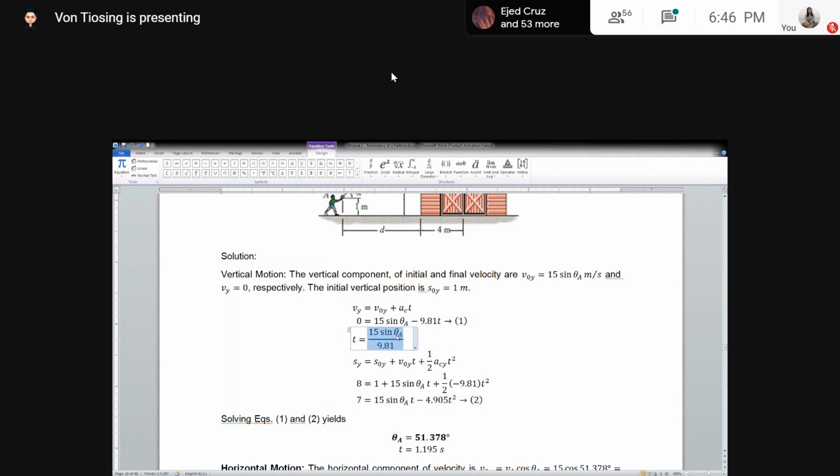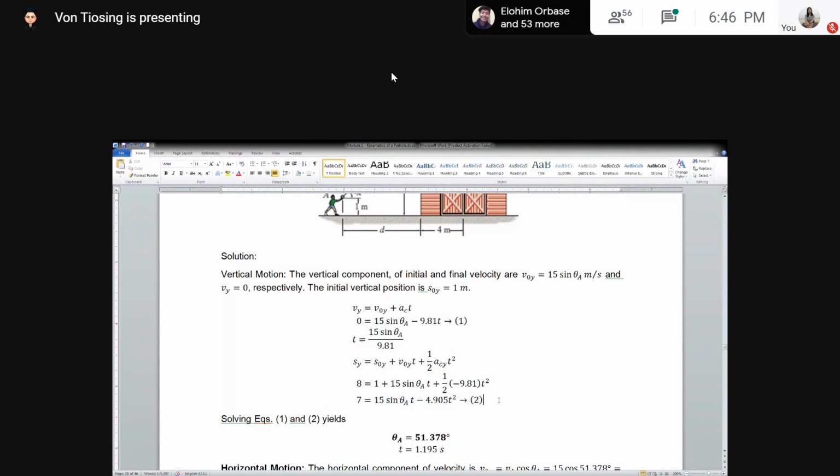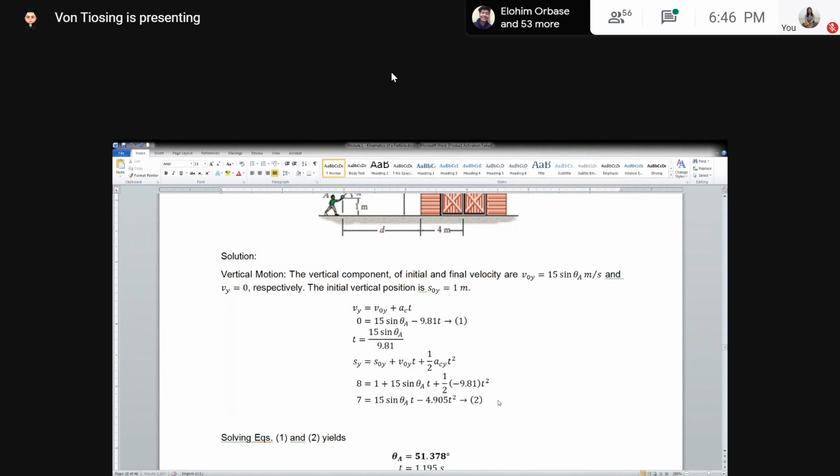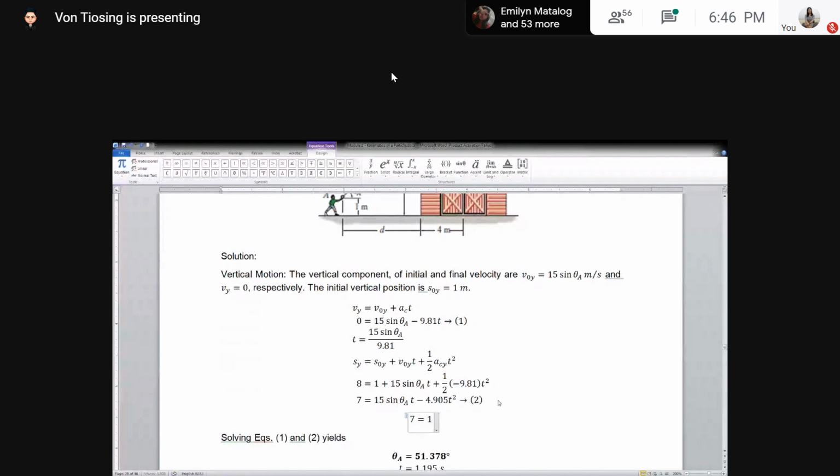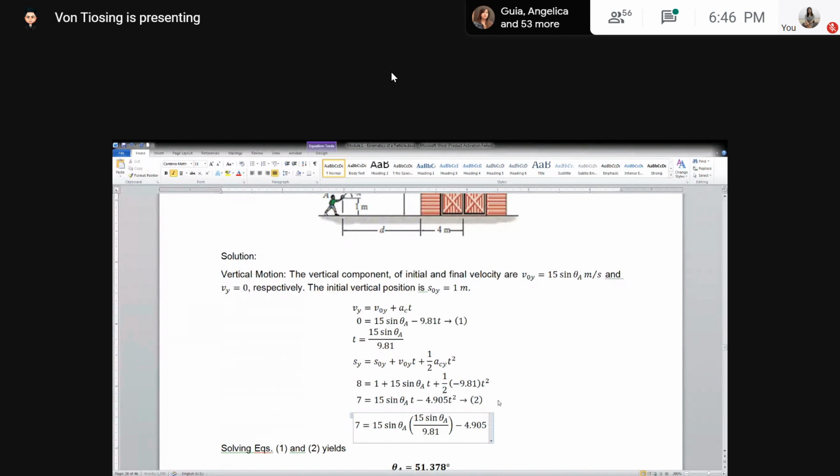Okay, so we have T is equal to what? 15 sine of theta A. T natin ay ito, yung 15 sine theta over 9.81 minus 4.905 T squared. So, yung T natin ay ito. So, isa lang ang variable natin.